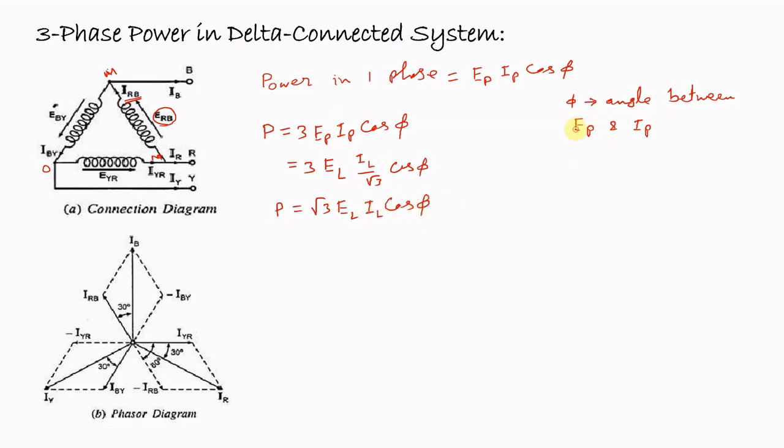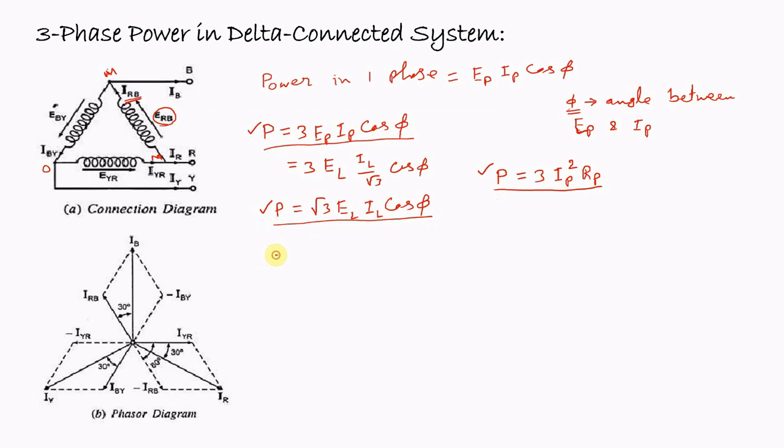But again remember, here phi is the angle between the phase voltage and the phase current. Although we have used root 3 EL IL cos phi, phi should be the angle between the phase voltage and the phase current. The power can also be represented by another relation, that is 3 I phase square into R phase. So the active power in a three-phase delta connected system can be calculated by either this formula, or this formula, or by using this formula.